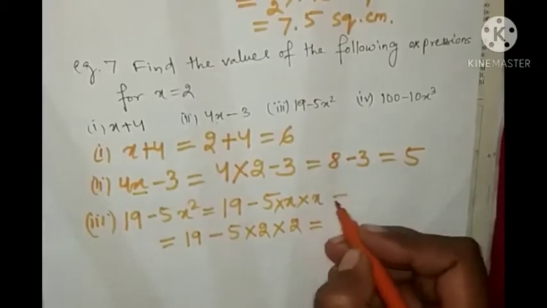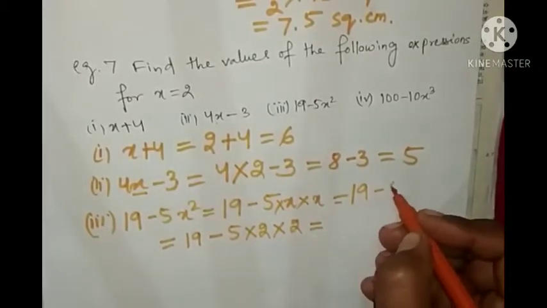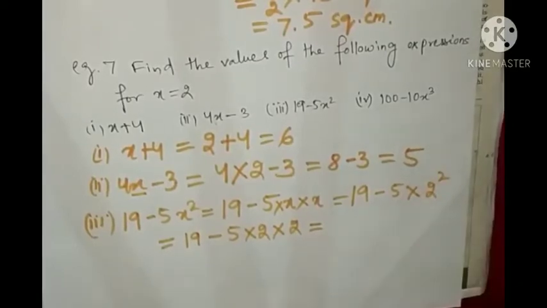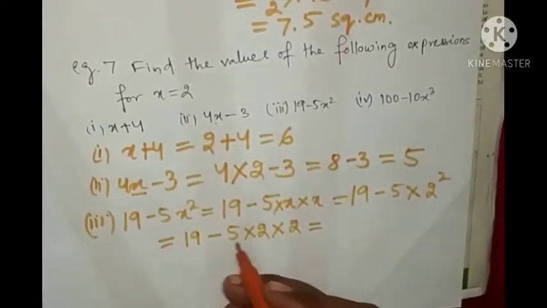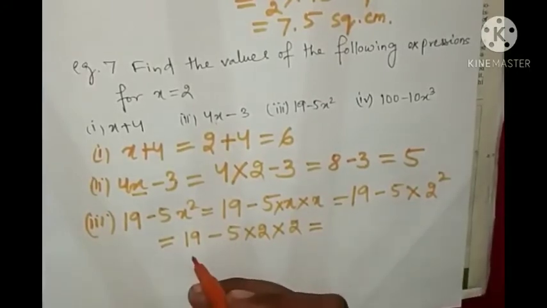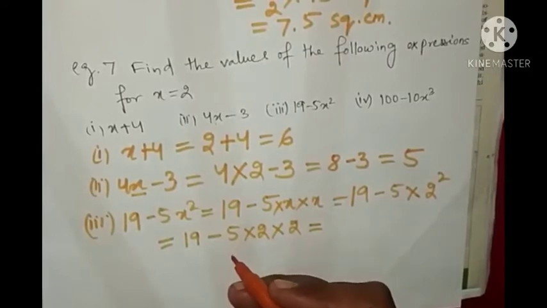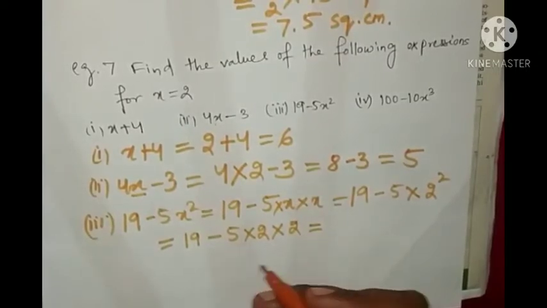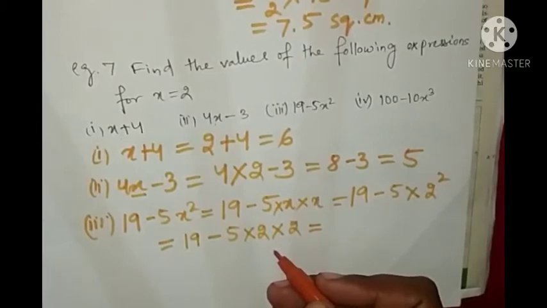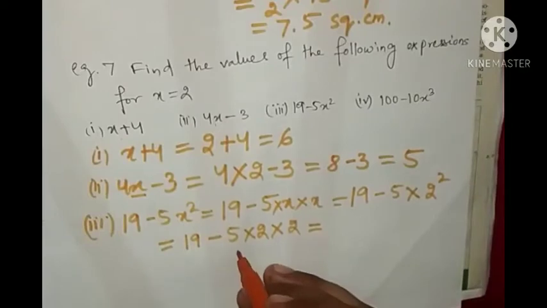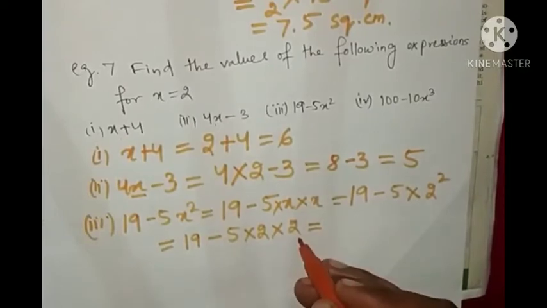Okay. Or otherwise this one you can write as 19 minus 5, x is how much? 2 into 2 square. Okay. So this one you can write as 19 minus 5 into 2. So what will you do? Will we first do 19 minus 5? No, because we will apply the BODMAS rule, where bracket is first, of is second, division third, then multiplication fourth, then addition fifth and subtraction sixth. So first we will do multiplication according to the BODMAS rule.